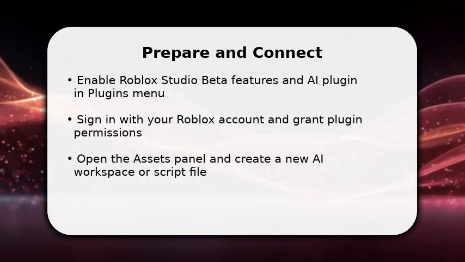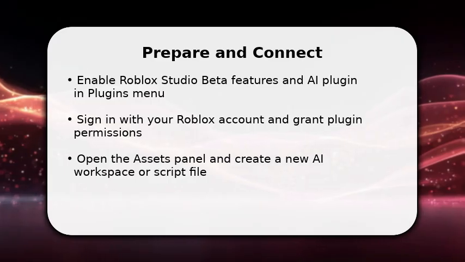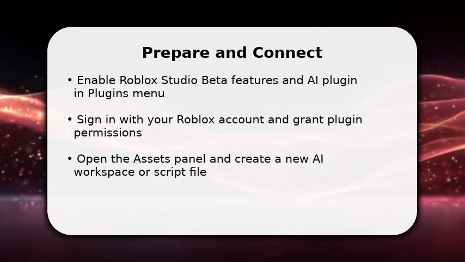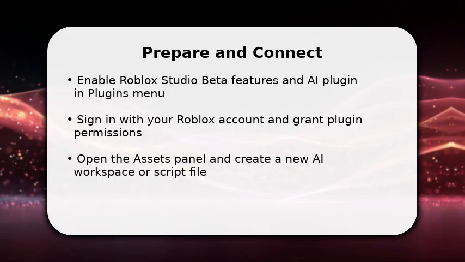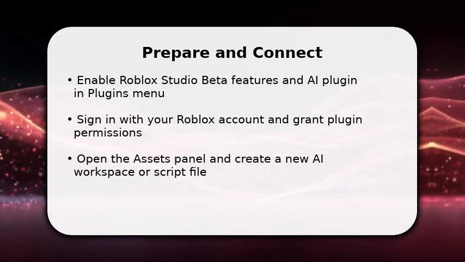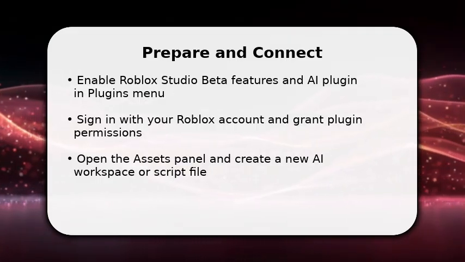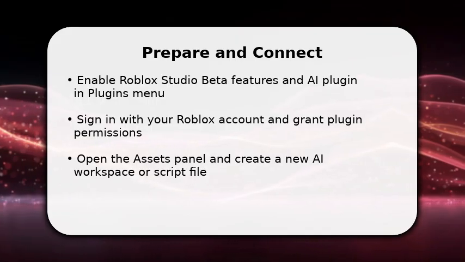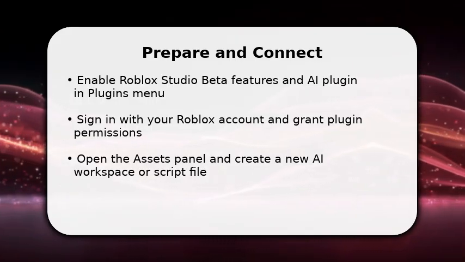You start by enabling the AI plugin and signing into Roblox Studio. This gives the assistant access to your project. Once done, create an AI workspace or new script file and place it where you'll test. Make sure plugin permissions are granted so the assistant can read and write code.